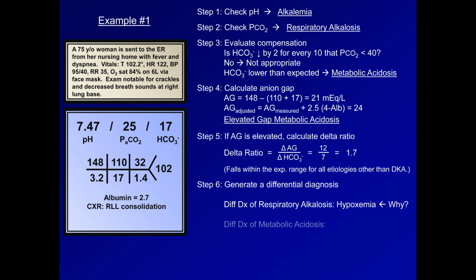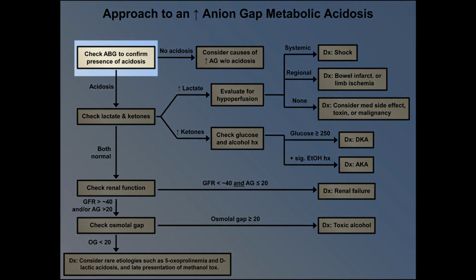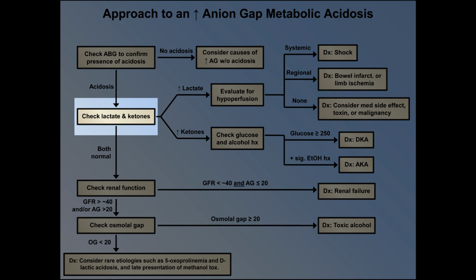Next, let's consider the differential diagnosis of the elevated gap metabolic acidosis. Looking at the flowchart, we start here. The low bicarb, out of proportion to the expected compensation, confirmed the presence of an acidosis. Therefore, moving to the next step, check lactate and ketones.